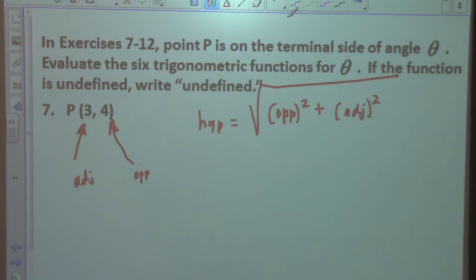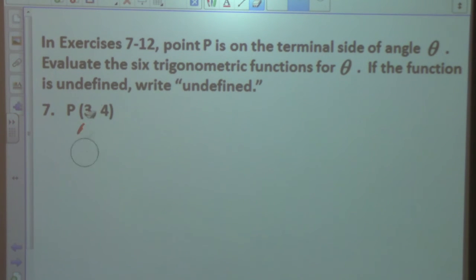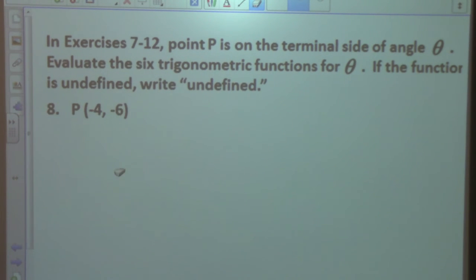Okay, let's go on to number 8. Let's go do number 8, and I'm going to call on somebody in another half a minute or so.